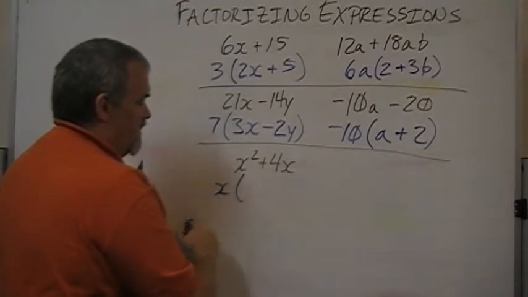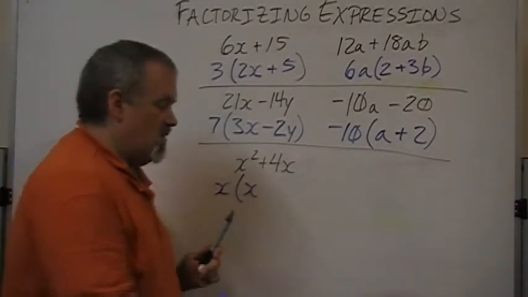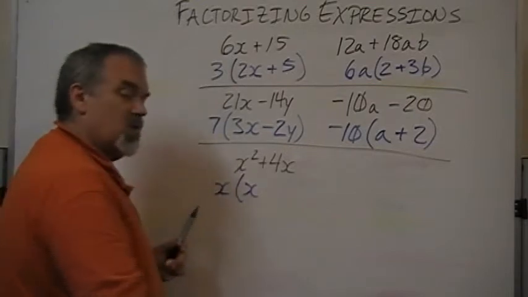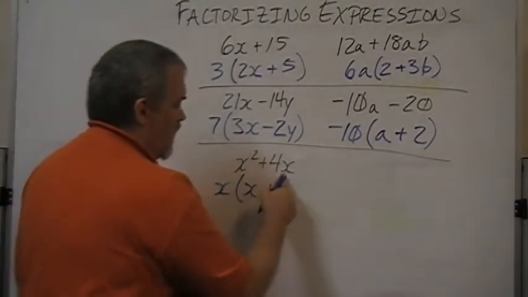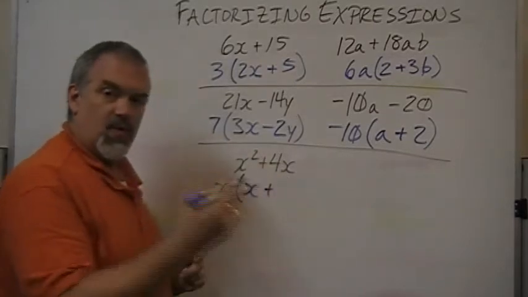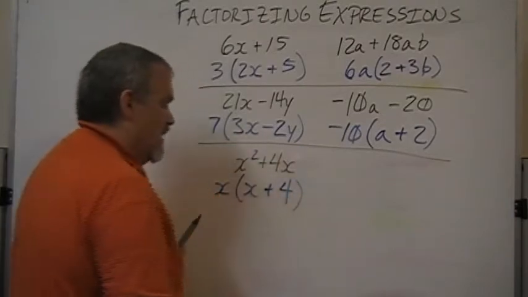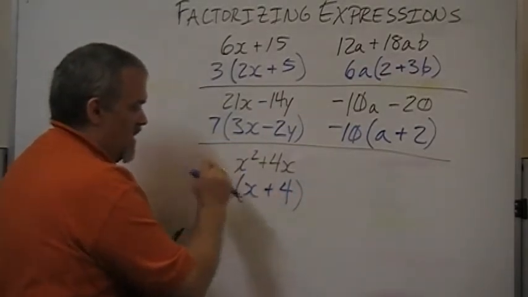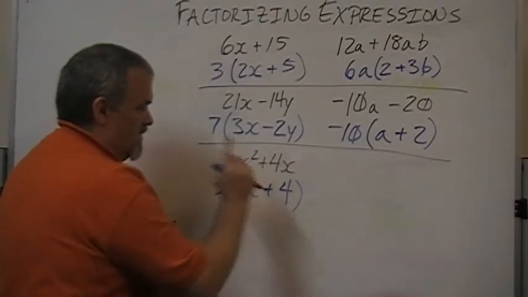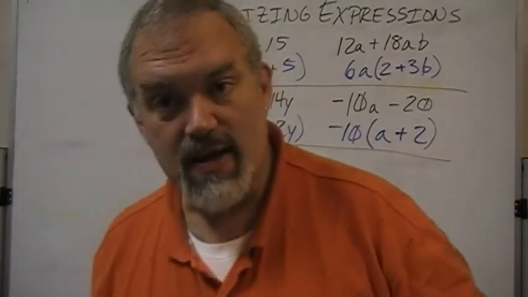x squared divided by x is x. If that seemed a little confusing to you, remember that x times x is x squared, if we re-expanded it. Plus 4x divided by x. If I pull that out, I divide that out, what's left? 4. And if you want to re-expand it to check, x times x squared, 4 times x, 4x. And that is factorizing expressions.